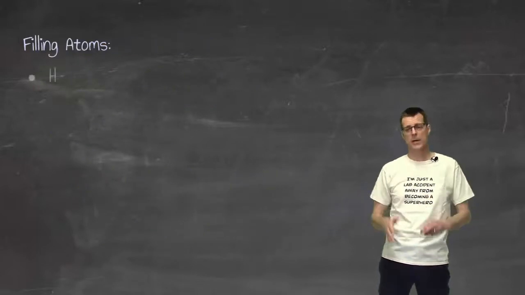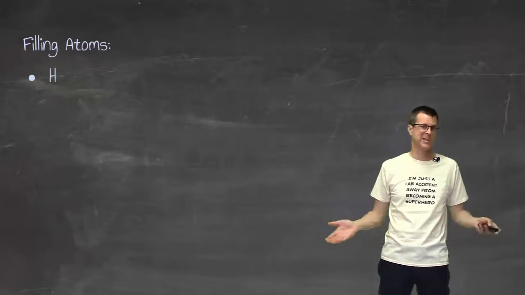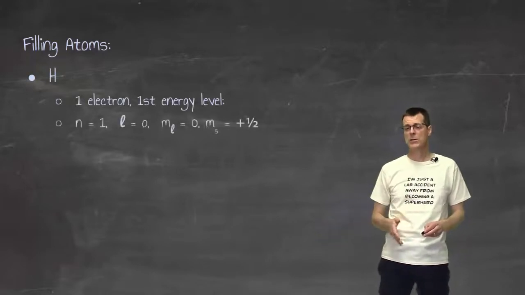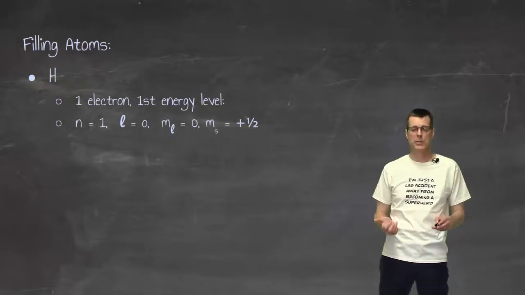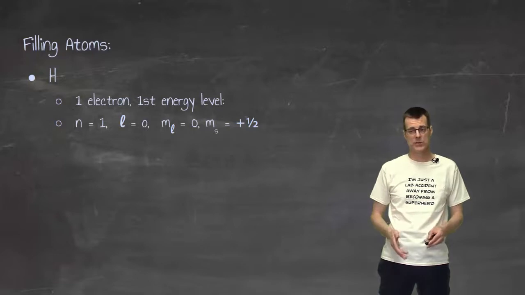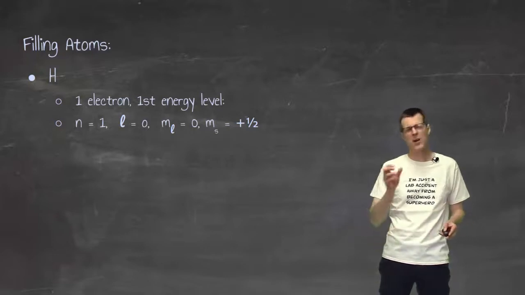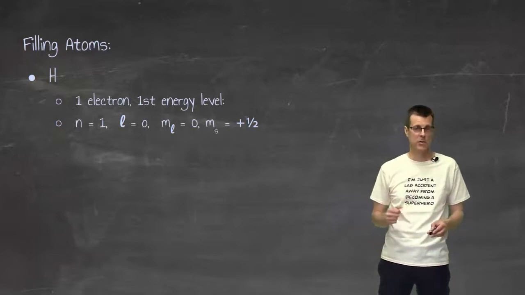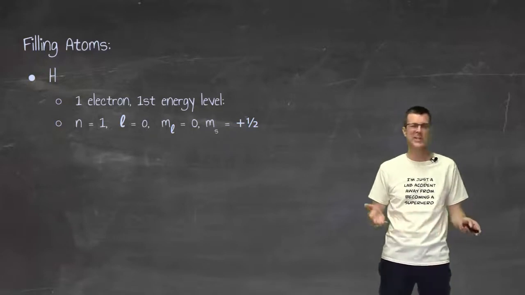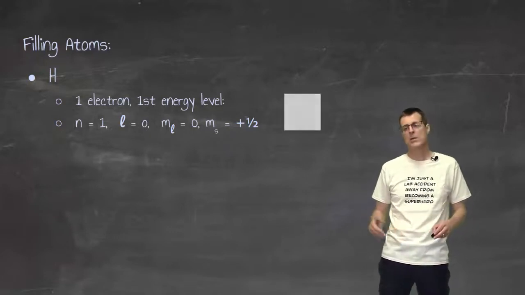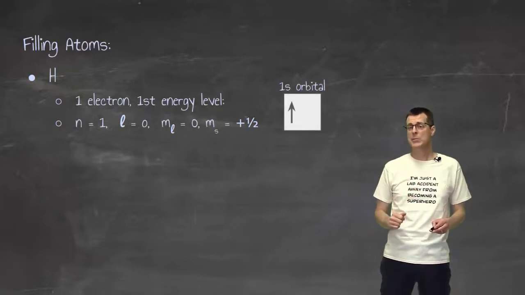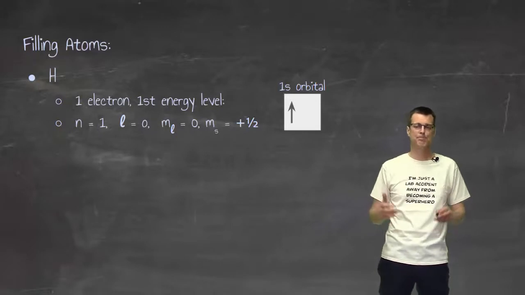Okay, we're going to fill some atoms. So we're going to start with hydrogen, because it's the easiest one, 1 electron. That 1 electron is in the first energy level, and the quantum numbers would be this. N equals 1, L equals 0, M sub L equals 0. And for hydrogen, I'm going to arbitrarily decide that it has an electron spinning plus 1/2. It could be spinning minus 1/2, but it doesn't really matter for what we're doing. So I need one box. I need one electron in that box, and I'm going to put the arrow pointing up.